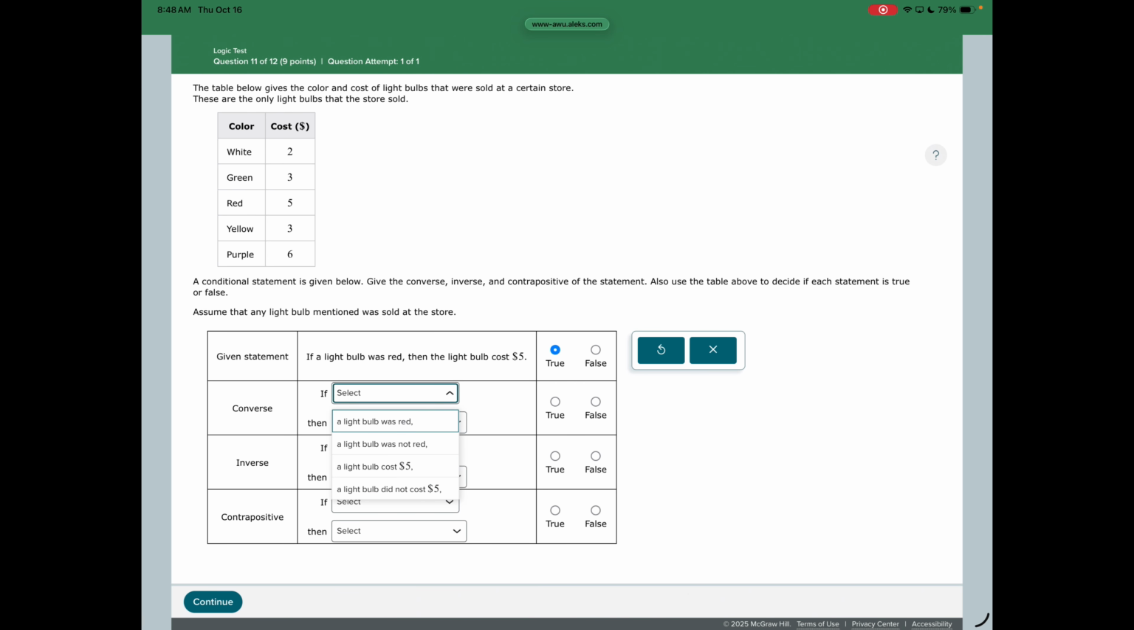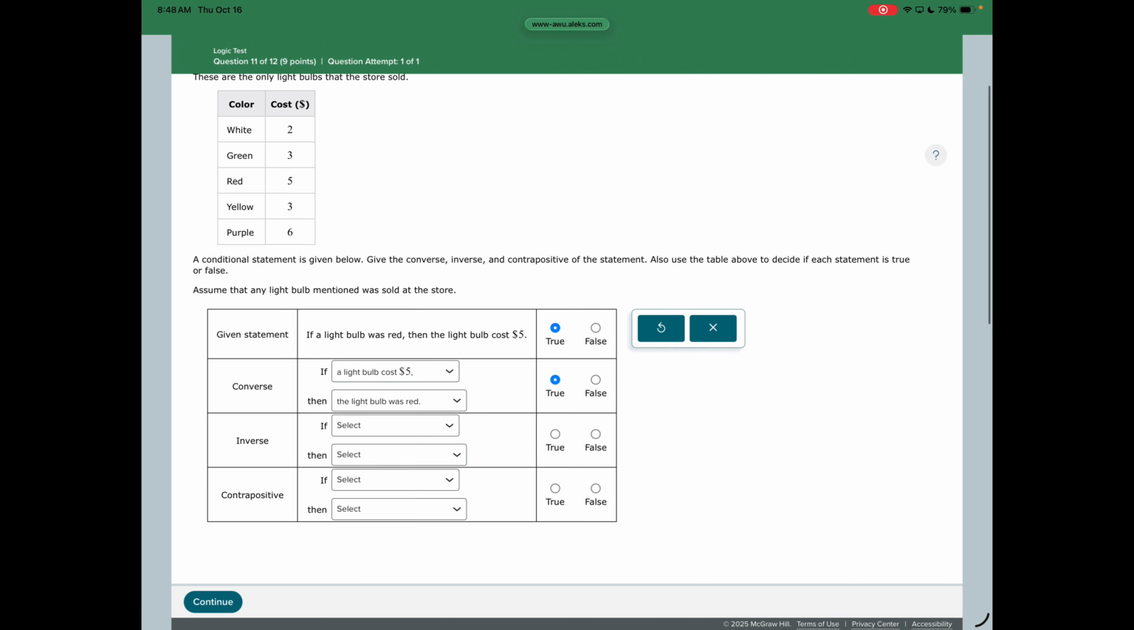So the converse, we are going to flip it. If the light bulb costs $5, then it is red. That is going to be true because the only one that costs $5 is red. So that's kind of what you look for there, is the doubles. Like if multiple ones cost $5, then it's going to be different.